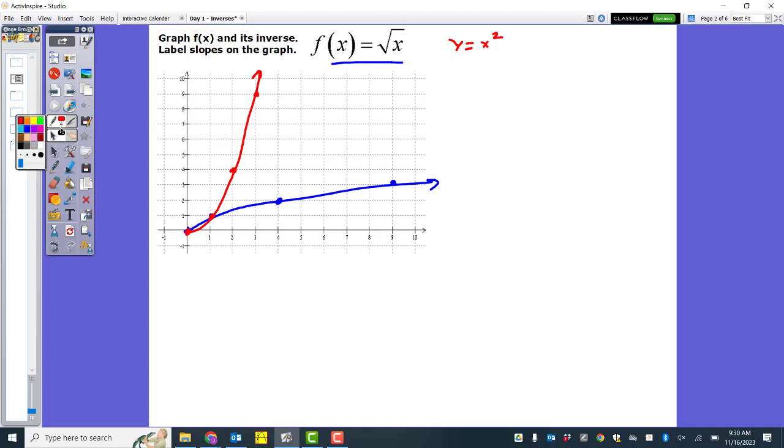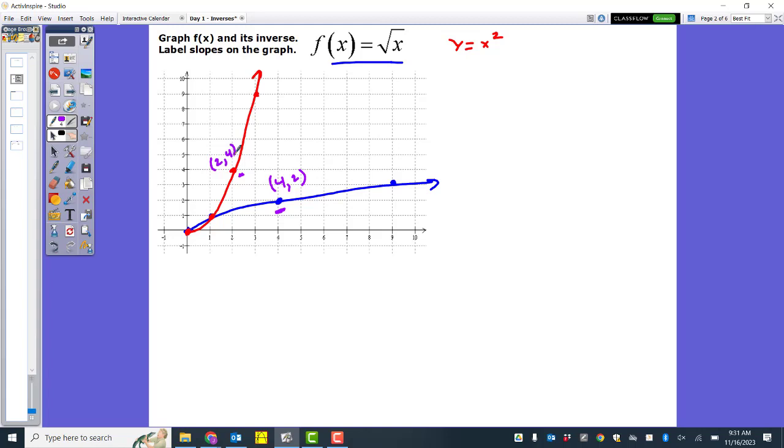Now, what we want to look at is how the derivatives relate to each other. We already know how the points relate to each other. We know that the x and y are flipped. So let's take this point, we'll do it in purple. This point on the blue graph is 4, 2. And this point on the red graph, this corresponding point, is 2, 4. So the x and y are flipped. But what happens to the slopes at those graphs? The curve should be about the same shape, but it's going in different directions.